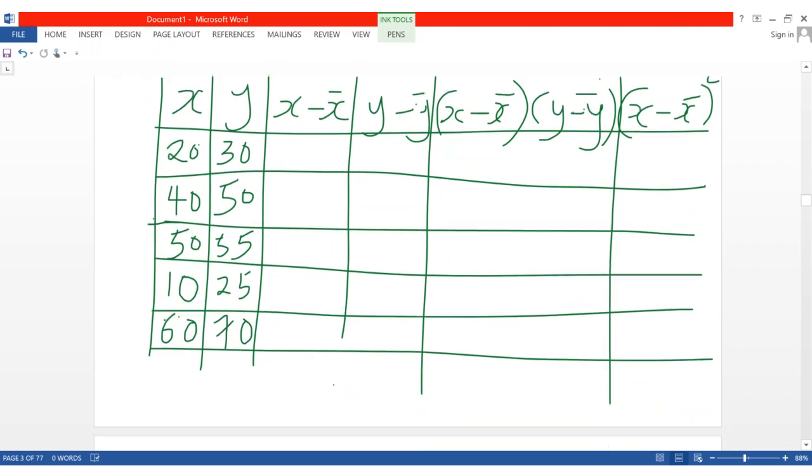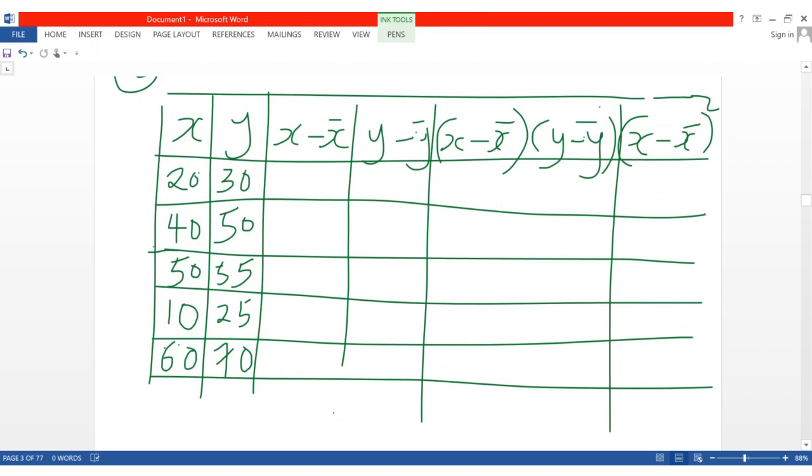If you want to do this one, we first need to get the mean. So the mean, I will add these values for x: 20 plus 40 plus 50 plus 10 plus 60. Then we divide by how many? 1, 2, 3, 4, 5, that's 5. I'm getting the mean x bar is 36. You do the mean for y: 30 plus 50 plus 55 plus 25 plus 70, divided by 5. I'm getting y bar is equal to 46.